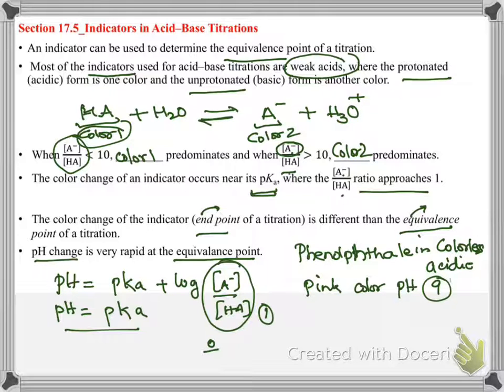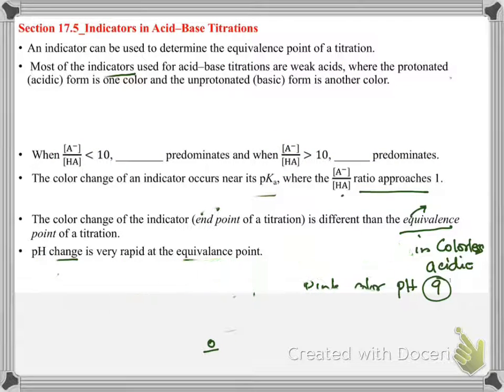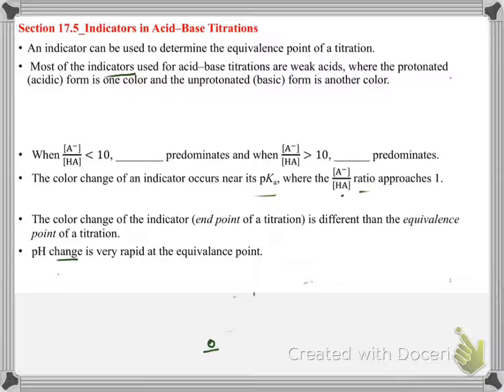Indicators in acid-base solution. Indicators, we use them in the titration, and they are basically weak acids, which show one color when they are in the protonated form and another color when they are in unprotonated form. So for example, let's say this is a weak acid.